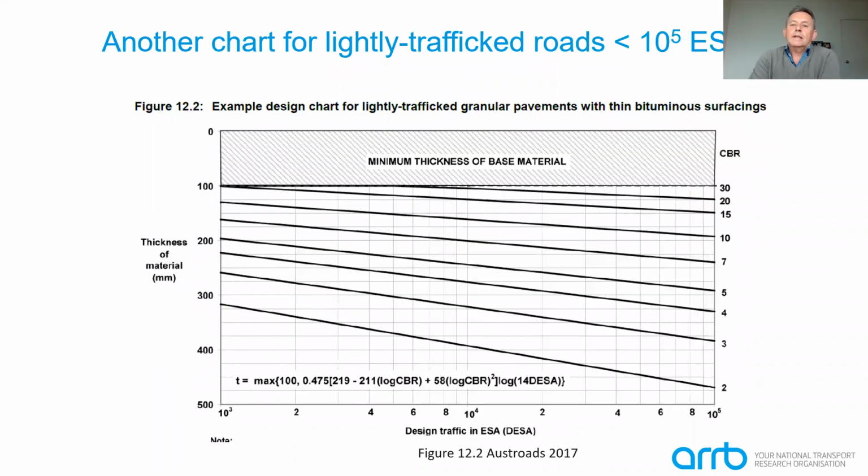In the case of the lightly trafficked chart, that was developed by ARRB probably about 30 years ago now. There was a study of the performance of lightly trafficked roads throughout Australia. And from that information about the pavement configurations and the subgrade CBRs, this chart was developed. There is a report showing the data that was used to develop the chart, written by an ARRB employee called Peter Mulholland, probably about 30 years ago now. So it's based on Australian performance data of lightly trafficked roads.